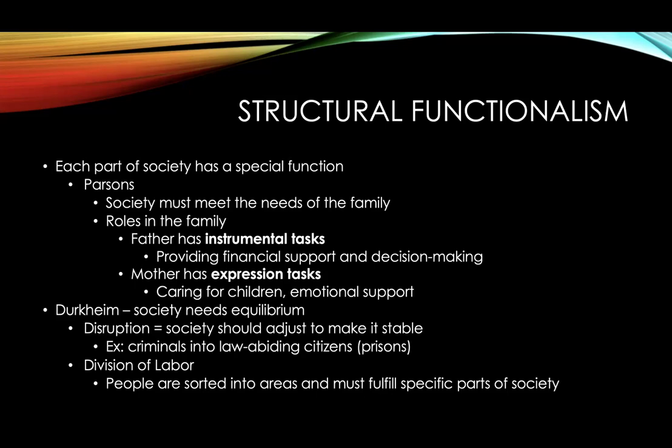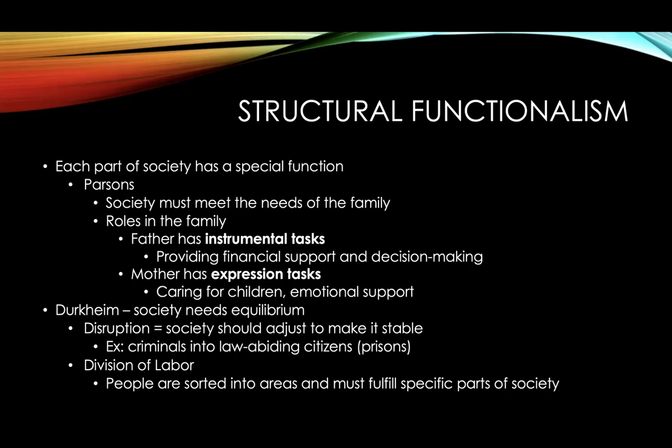There needs to be some sort of equilibrium so we can continue functioning, and society does need to adjust to make it stable. So, for example, and I say criminals into law-abiding citizens loosely, in the sense that we know that statistically speaking, the criminal justice system has unfairly targeted folks of color. But in this way, from a structural functions perspective, society needs to provide situations to adjust to make society more stable.